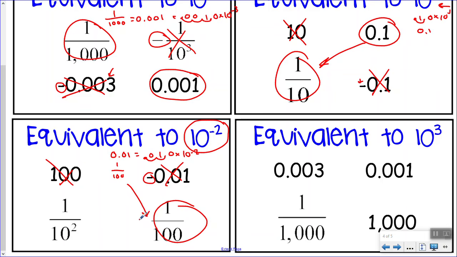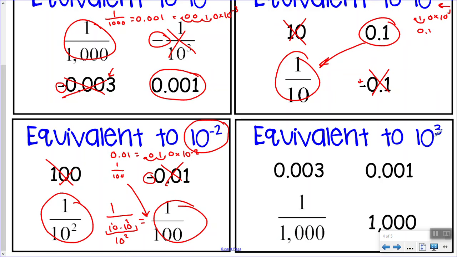Another way to write 100 is 10 times 10. And when we have the same number being multiplied by itself, we can use exponents as a shortcut. So 10 times 10 can be written as 10 to the second power because we have 2 tens, and so 1 over 10 squared is also equivalent.